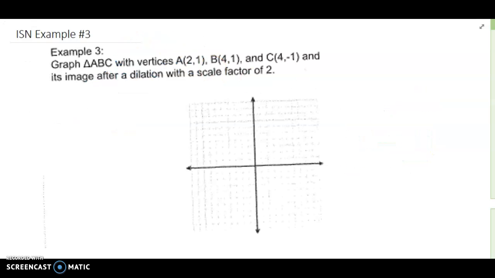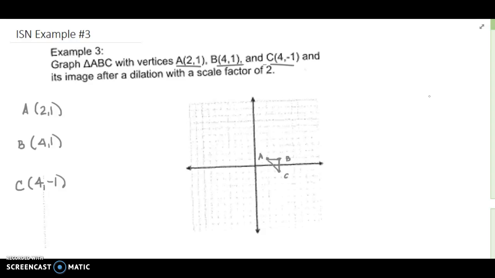All right, so let's go ahead on this before we even start. Let's go ahead and rewrite points A, B, and C over here. So A is 2, 1, B is 4, 1, and C is 4, -1. And I just got that straight from here. Now I'm going to go ahead and graph it. So go ahead and graph it. All right, so after you graphed it, you should have got something like this.